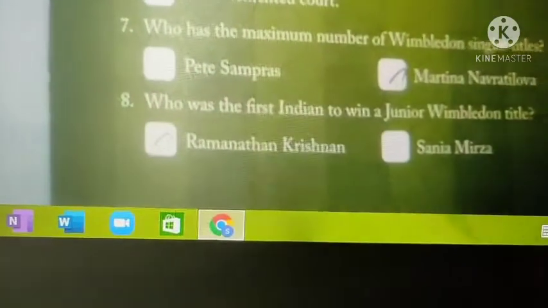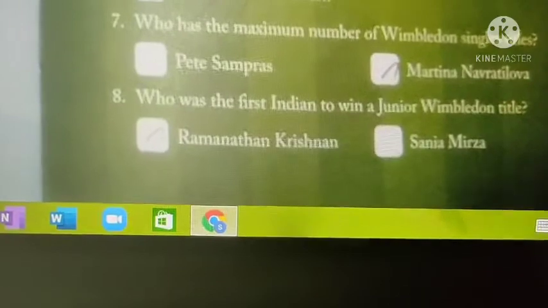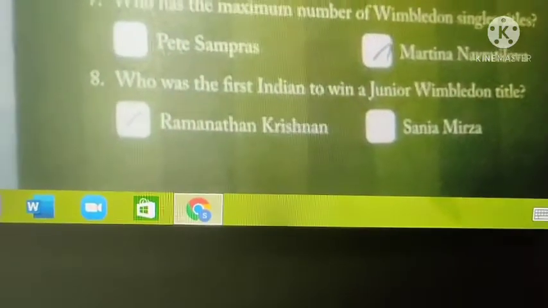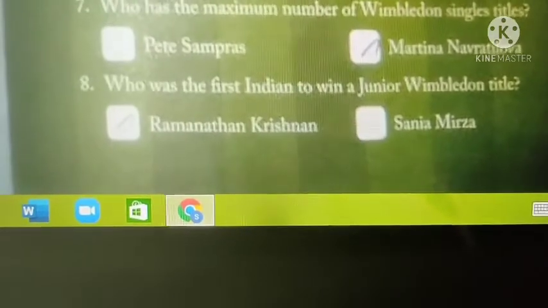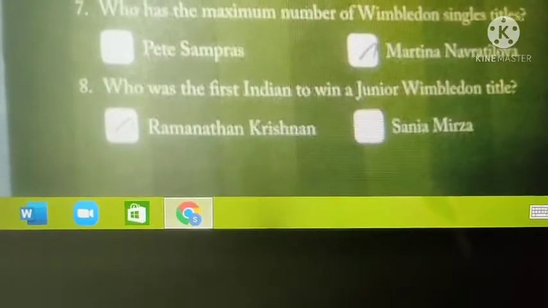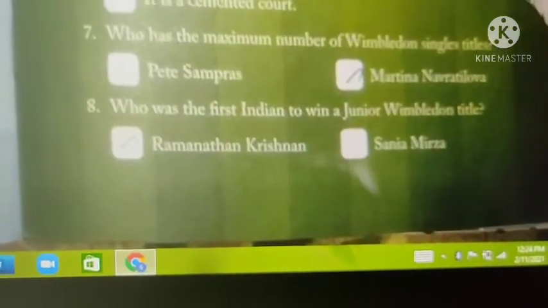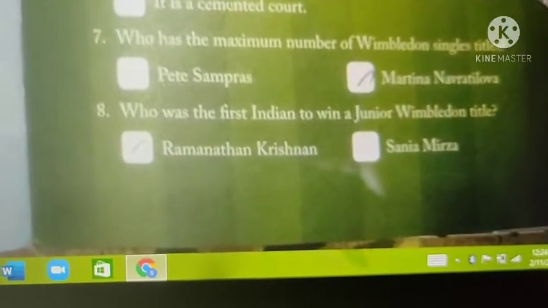Eighth one. Who was the first Indian to win the junior Wimbledon title? Ramanathan Krishnan. That's all. This unit is over. We'll go for the next unit.